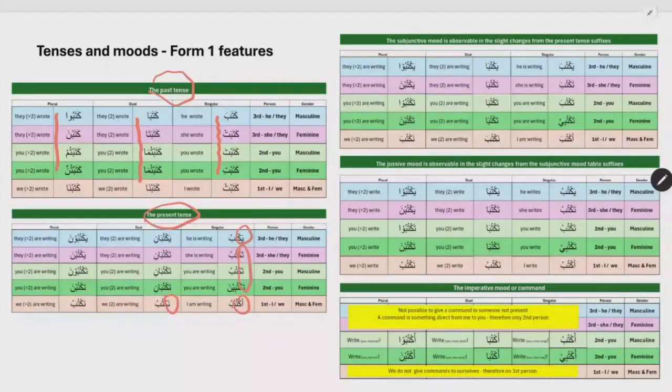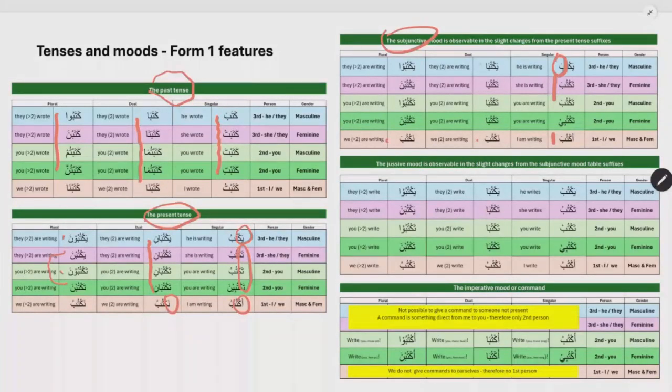and then as well as some suffixes like ani and una and others. So there were both prefixes and suffixes in the present tense, and we said for the future tense, you just add a sa or sawfa before it, and you get the future tense. Then in terms of the moods, the main feature of the subjunctive mood was this fatha at the end of the word in the singulars, as well as in these two plural forms.